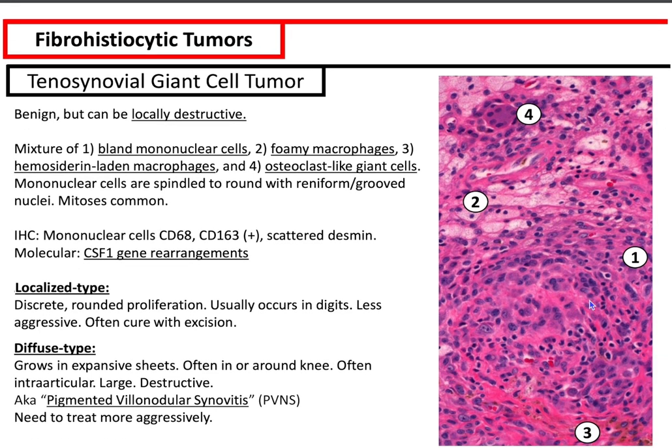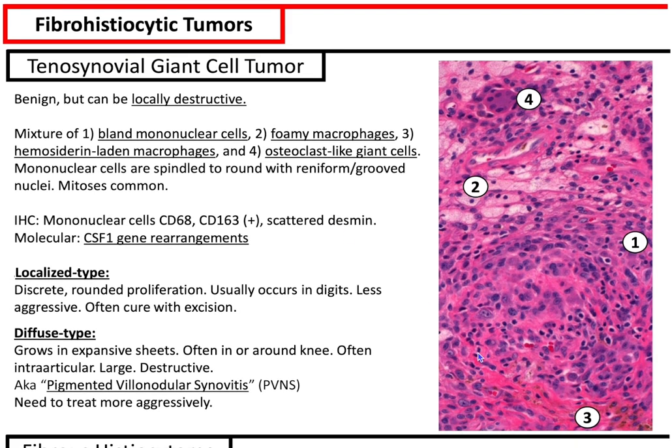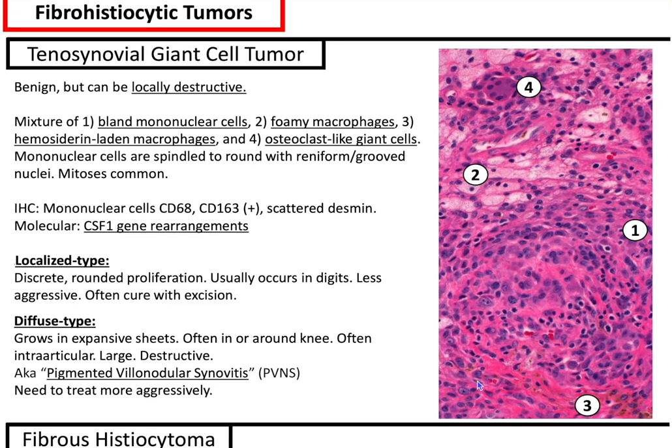Fibrohistiocytic tumors. You have your tenosynovial giant cell tumor. These can be benign, but can be locally destructive. You'll see a mixture of bland mononuclear cells, foamy macrophages, hemosiderin-laden macrophages, and osteoclast-like giant cells. Mitoses are common, and molecularly they'll have the CSF1 gene rearrangements, and IHC mononuclear cells would be CD68, CD163 positive with scattered desmin.